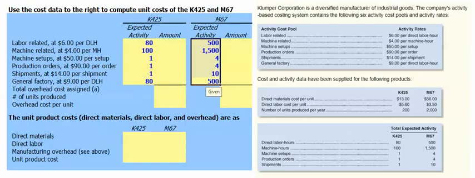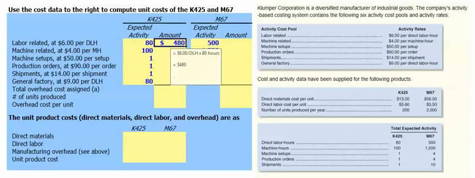Our next step is to calculate the amount of overhead cost assigned to each one of our products, the K425 and the M67. We'll do it on an activity cost pool by cost pool basis. First, let's consider the labor-related cost assigned to the K425. This will be $480, which is the activity rate of $6 per direct labor hour, multiplied by our 80 expected hours. Our machine-related overhead cost assigned to the K425 will be $400. This is the $4 per machine hour multiplied by 100 estimated machine hours.